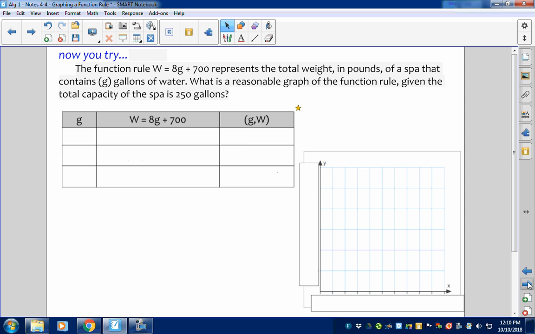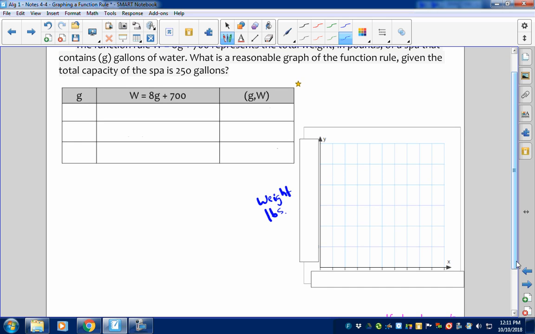Alright, the function rule W equals 8g plus 700 represents the total weight in pounds of a spa that contains g gallons of water. What is a reasonable graph of the function rule given the total capacity of the spa is 250 gallons? So the gallons are the outputs. Actually, the weight is the output. Sorry, weight. It's the W, weight in pounds. And the gallons is along the x-axis, that's the G.